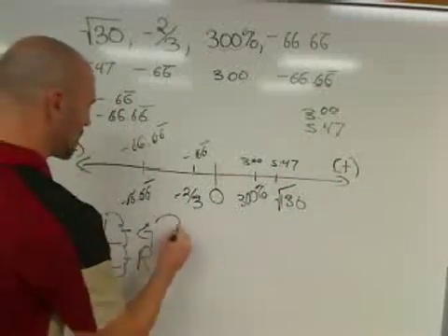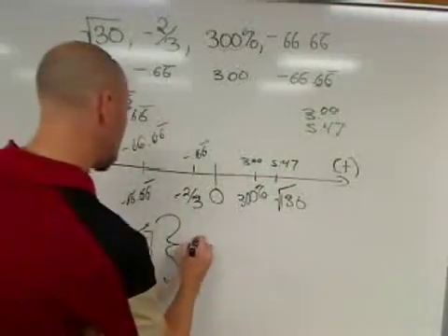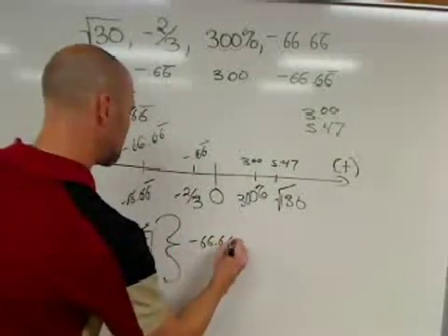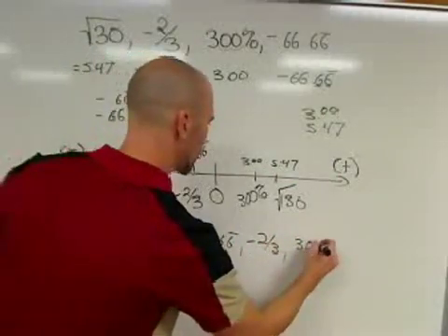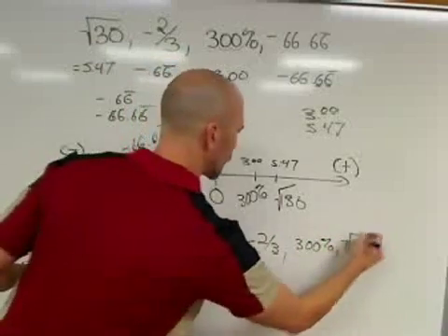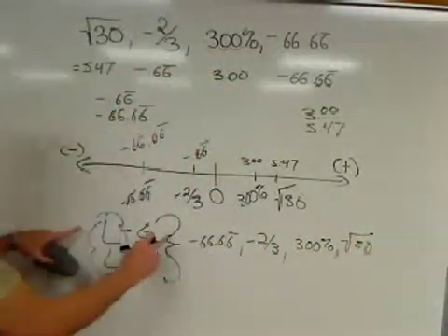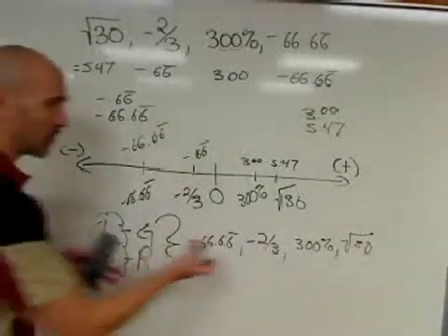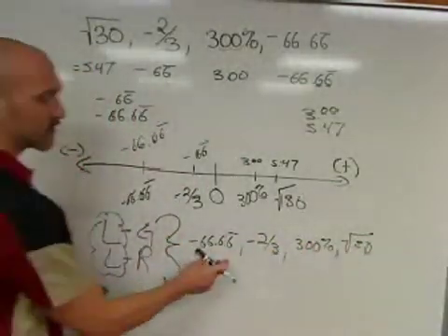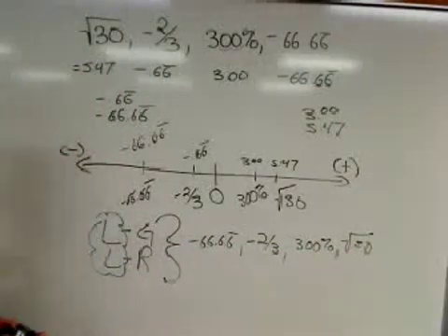So that would be negative 66.66. That would be negative 2/3. And that would be 300%. And that would be square root of 30. So that would be least to greatest. You would write them out left to right. The L's go together, and there they are. A lot of the time, it only takes the first or second one, and you'll have the answer correct.